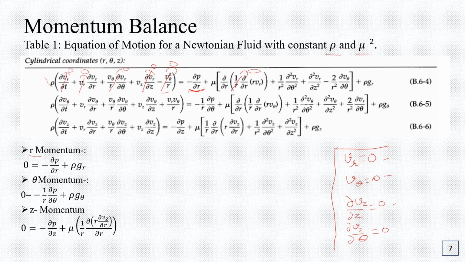This term is also equal to 0 because we are equal to 0. This term is also equal to 0 due to V are equal to 0, and it is also equal to 0, V are equal to 0. This is also equal to 0, dou theta of V theta equal to 0, or simply V theta is equal to 0 due to axis symmetric. Now only these two terms exist, so we can write our momentum equation as 0 equal to minus dou r of P plus rho g r, where g r is a gravity in r direction.